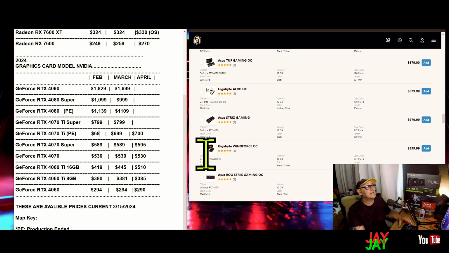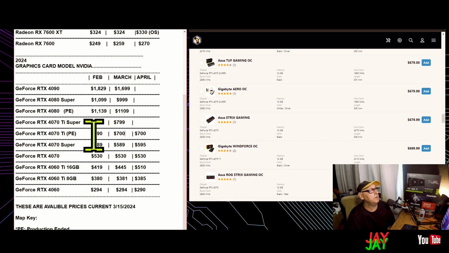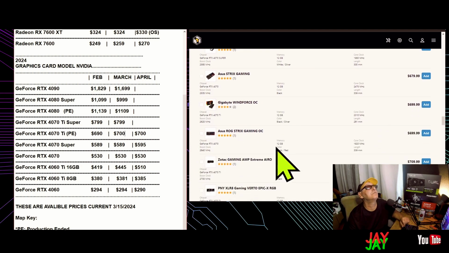This one was 690. This one was 690. This was 700. Because that 1 cent makes it, I'm going to round it up to the next dollar from now on. So February was $10 cheaper than March. And from March to April, it's stagnant right there. So it has not moved much on the needle. So moving on.